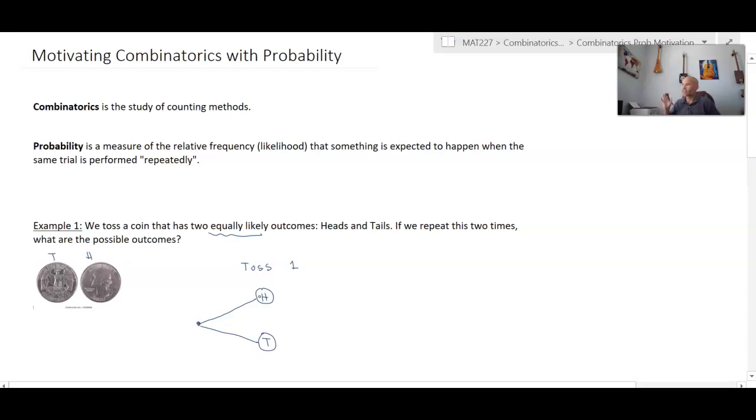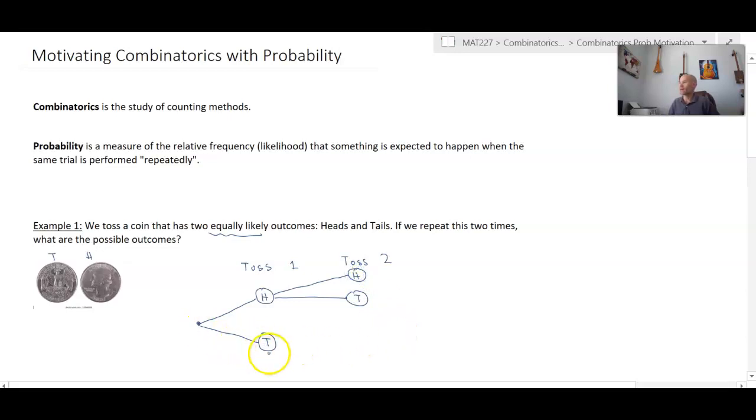Now, toss 2 has the same possibilities, right? Just because I toss a head on toss 1 doesn't mean that I'm any less likely to get another head on toss 2, but I want to keep track of the sequence. So rather than just to say heads and tails again, what I'll do is construct a new branch for toss 2, contingent upon what happened in toss 1. So if toss 1 resulted in heads, then for toss 2 I could still get heads or I can get tails.